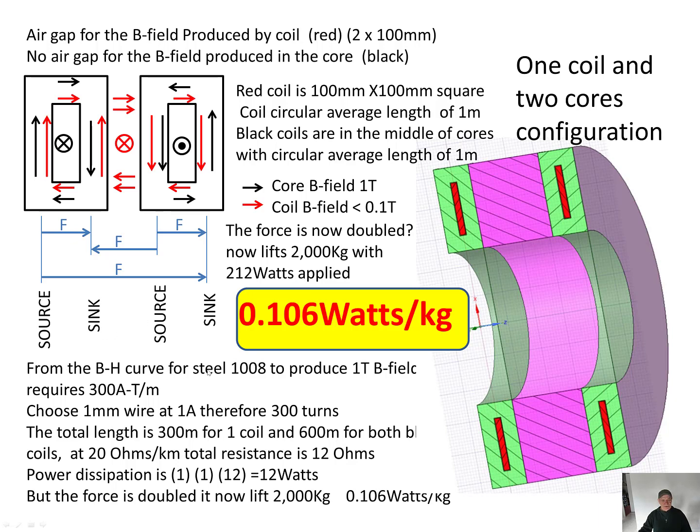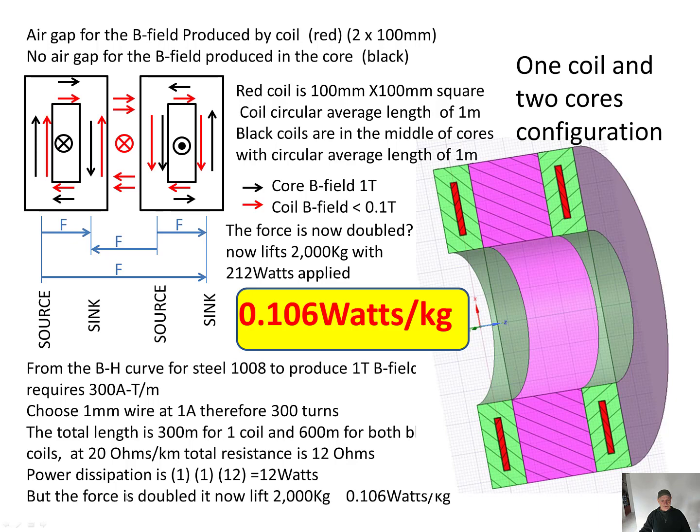From the BH curve for steel 1008, to produce a 1 Tesla B field requires 300 ampere turns per meter. Choose 1 millimeter wire at 1 amp, therefore 300 turns. The total length is 300 meters for 1 coil and 600 meters for both B field coils. At 20 ohms per kilometer, total resistance is 12 ohms. Power dissipation is 12 watts.